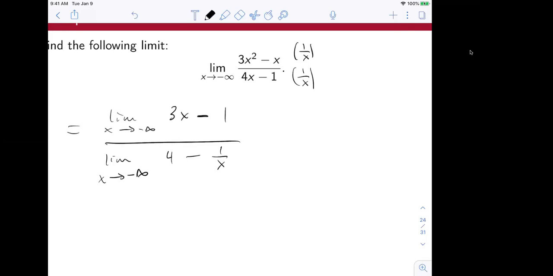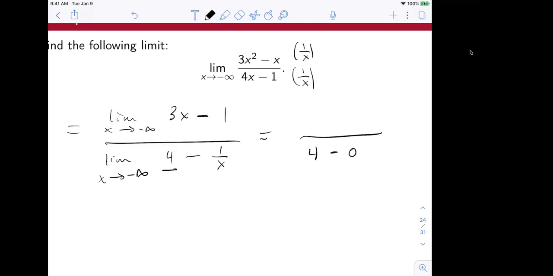Okay, so let's look at the bottom. The limit as x approaches negative infinity of 4 minus 1 over x. Well, what's the limit as x approaches negative infinity of just the number 4? Wait, what did you say? Yes, 4. I thought you said 1. Sorry. Yes, it's 4. Very good. And then what's the limit as x approaches negative infinity of 1 over x? 0. So I'm going to get 4 minus 0 down there.